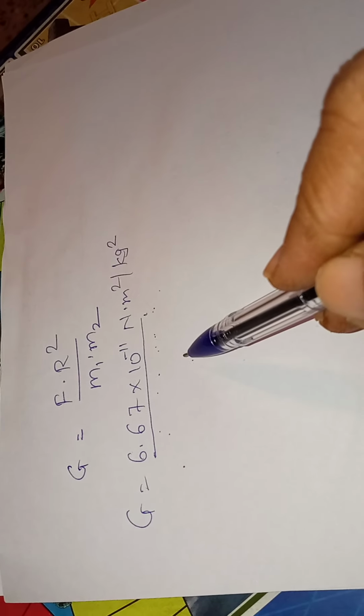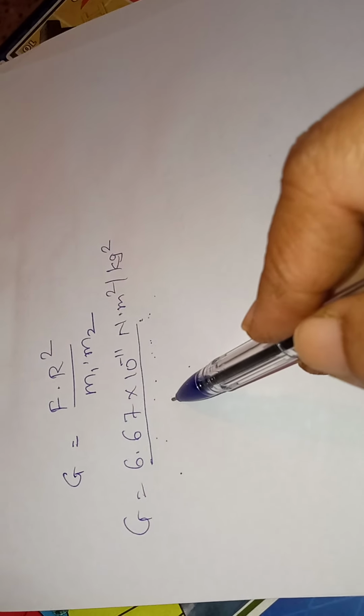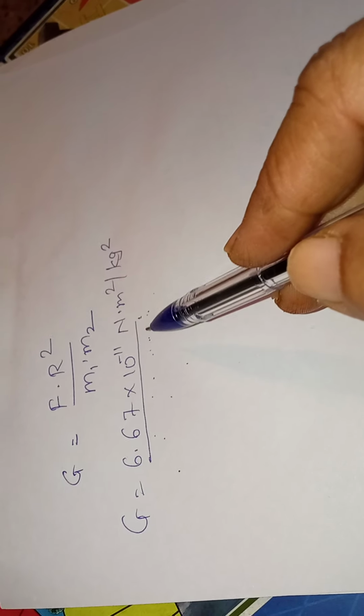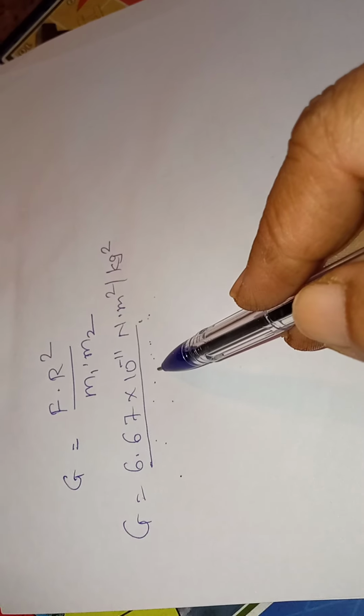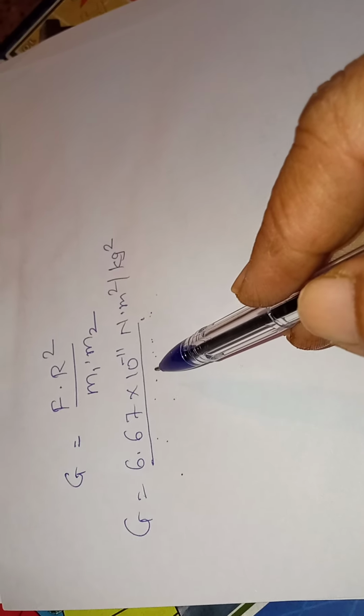And the opposite, if the value of G becomes 1 by 10th of its original value, then the force of attraction would become very weak.